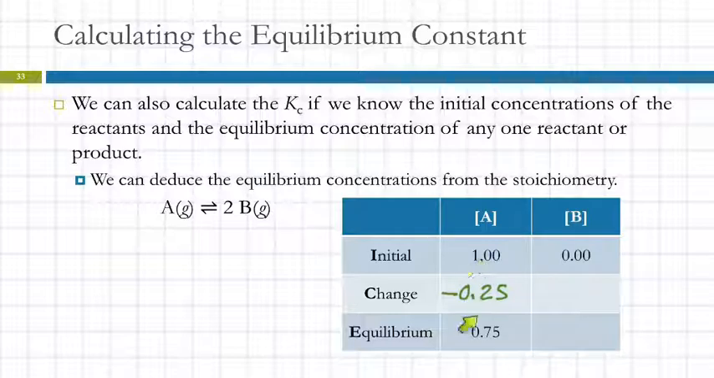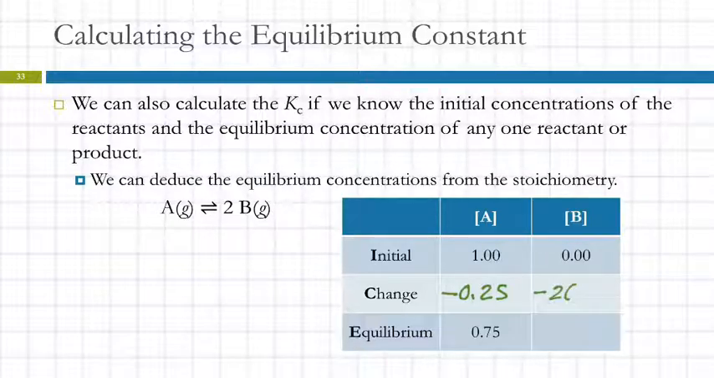So if that one went down, then the product must have gone up. Now here we have to be a little bit careful, right? Because there's a coefficient involved here. For every 1 mole of A that goes away, I form 2 moles of B, right? So if I lost 0.25 moles of A, how many moles of B did I gain? 0.5, right? Times 2.